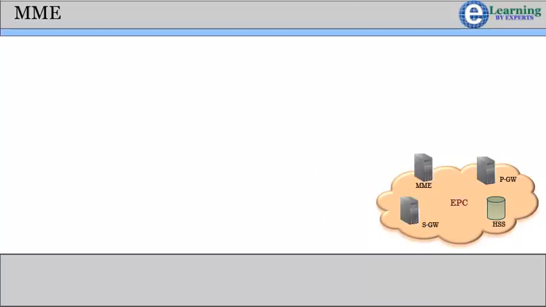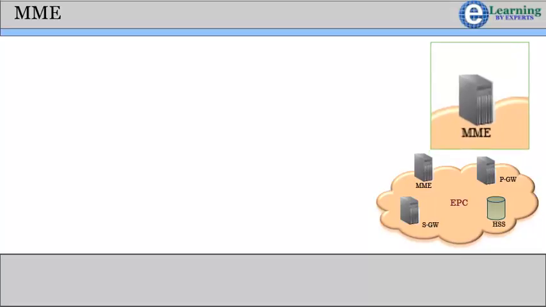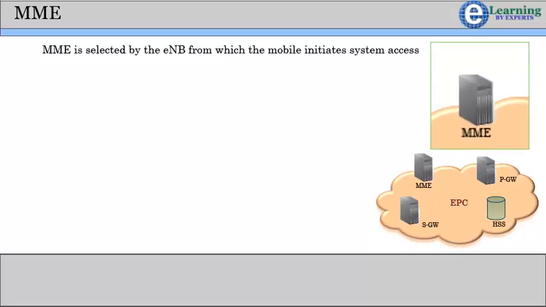Now that we have studied the high-level LTE architecture, let us now focus on the key functionalities of different nodes within EPC. Let us start with the Mobility Management Entity, MME. A mobile's MME is selected by the ENB from which the mobile initiates system access.